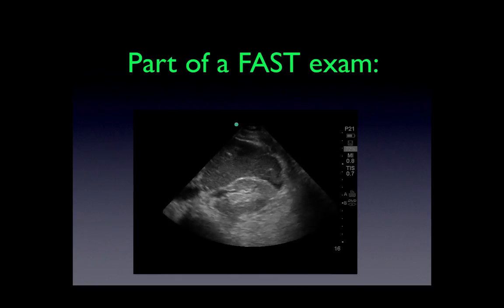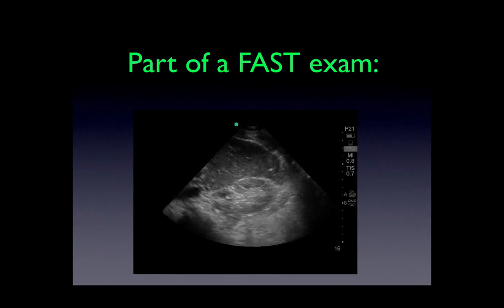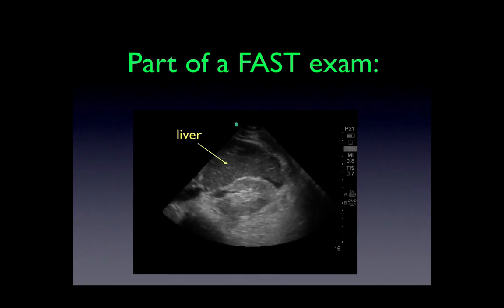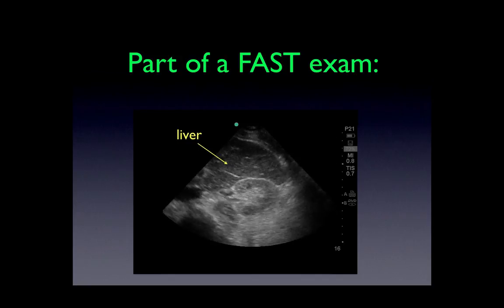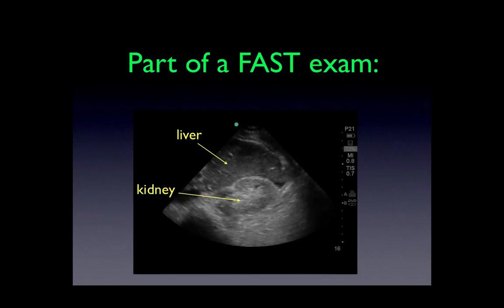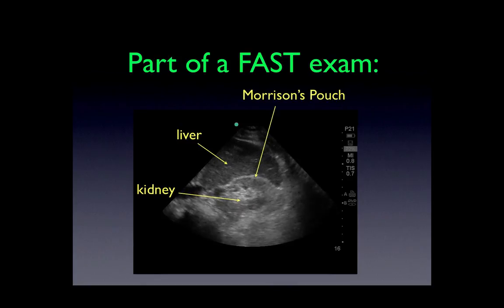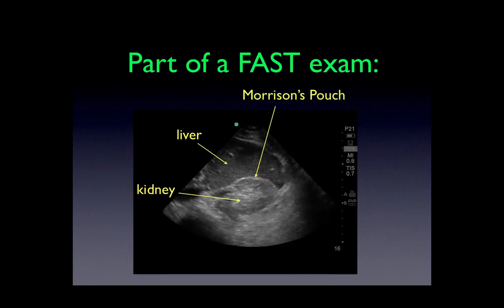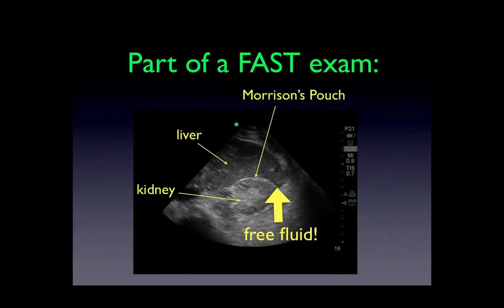Now we're seeing part of a FAST scan. The liver is noted to be more anterior. The right kidney is at the tip of this arrow. And then Morrison's pouch is the space in between. Now this is a potential space, and there should never be an anechoic area, which would represent fluid. But yet there is, at the tip of the fat arrow. That's free fluid. It doesn't belong there.